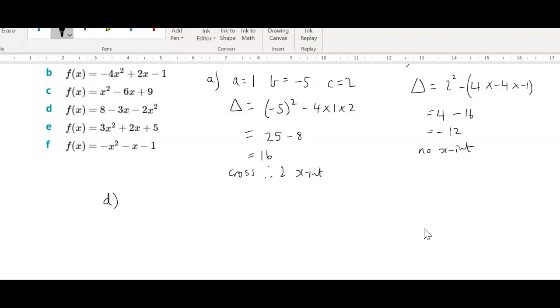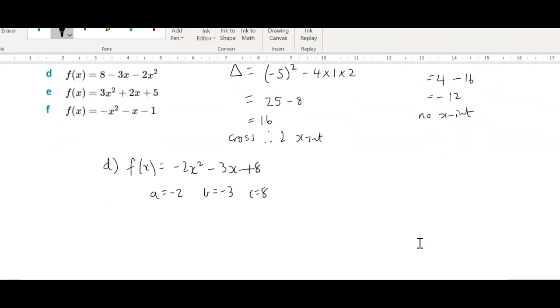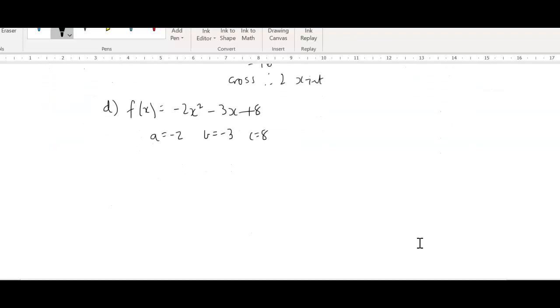Make sure that your equation is in the form ax squared plus bx plus c. Here x squared is first, so we're going to have negative 2x squared minus 3x plus 8. A, b, and c are your coefficients and your constant, not the order that it's written in. So your value of a is negative 2, b is negative 3, and c is 8. It's very rare that you wouldn't get it in the right order.